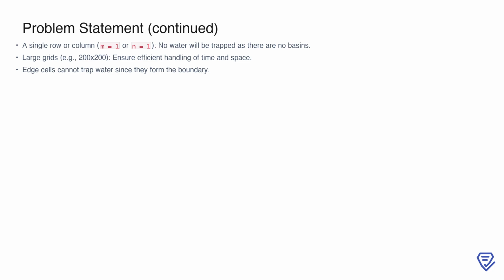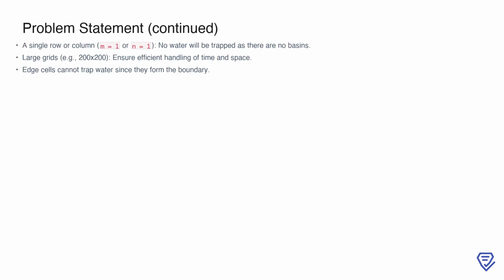There are a few important considerations for this problem. First, when dealing with edge cases, a completely flat elevation map, where all heights are the same, won't trap any water since there are no basins. Similarly, if the matrix has only a single row or a single column, no water will be trapped as there's no way to form closed boundaries.